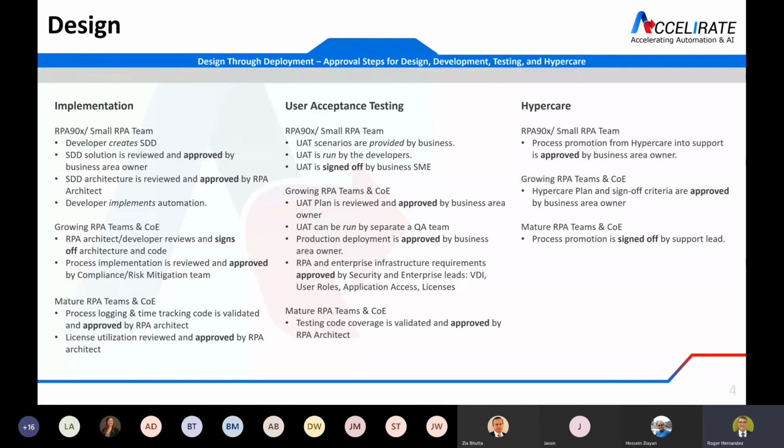Finally, once you have a mature RPA team and COE, some of the things you can consider are: is your process properly accounting for your logging and time tracking? What this means is, once the process gets in support, do you have sufficient logging to be able to understand the behavior of the process, and if there's a failure, how it failed? And two, do you have enough time tracking activities or logging to be able to properly measure the behavior of the process and the time savings, the ROI of the process? It becomes really important, especially with high volume transactional processes.